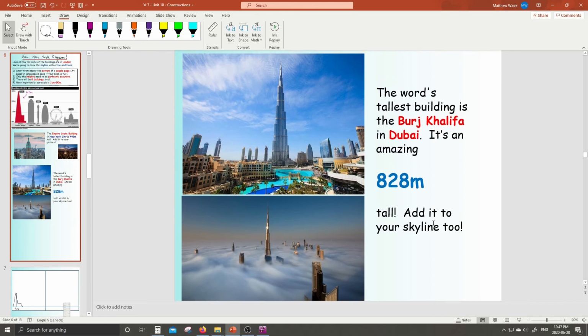Now, believe it or not, that building is 828 meters tall. This is the reason that I made you start your picture for your drawings from the bottom of the page, because I'm going to give you a hint. This is going to be tall on your scale diagram too. So what you should do right now, add it, and that's it. Push pause and get it added for me.